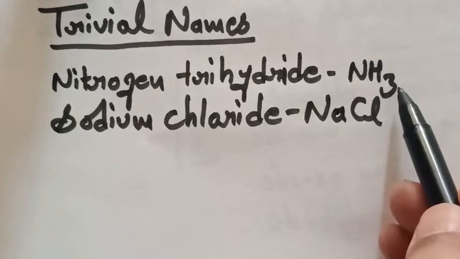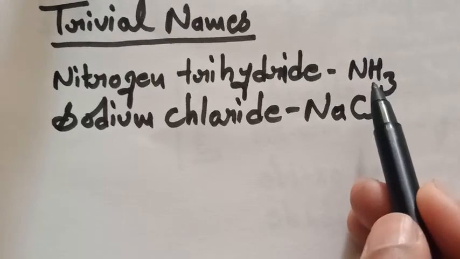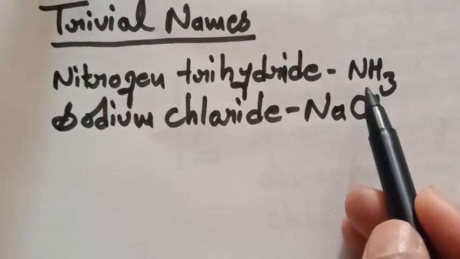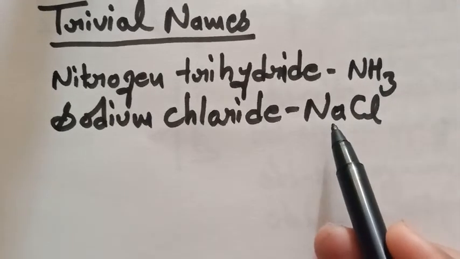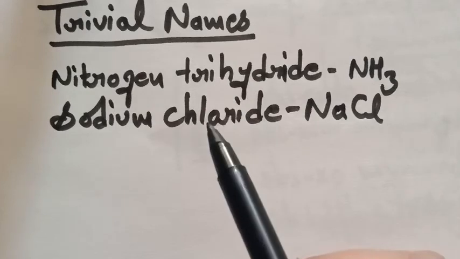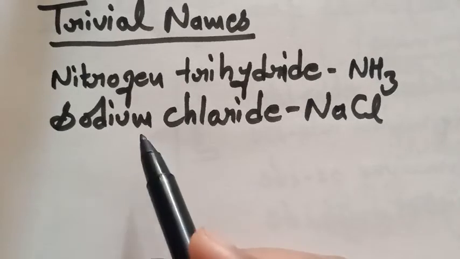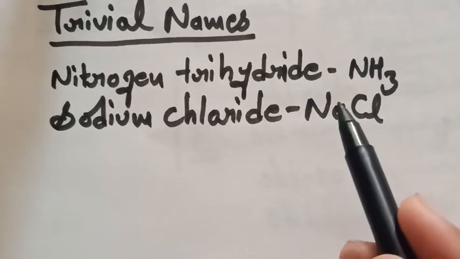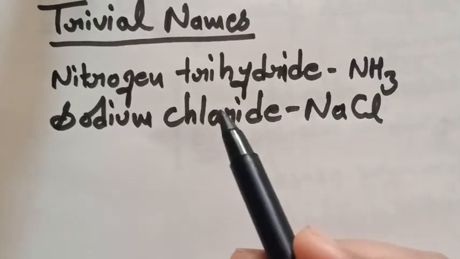Like the common name for nitrogen trihydride is ammonia. So we rarely call it nitrogen trihydride, we always call it ammonia. Then the next example is table salt. The systematic name of table salt is sodium chloride.